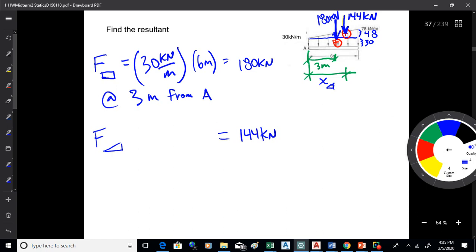So I'm going to take that distributed load and turn it into that: 180 kilonewtons in the middle and 144 kilonewtons a little bit off to the right there. And once I have that, then I can run through the numbers. I go sum of Fy, and that's minus 180 minus 144, okay, and that'll get you the total.